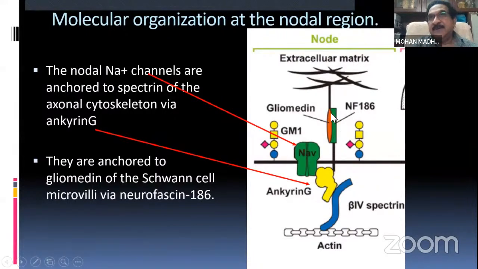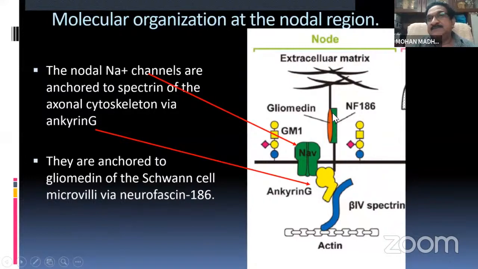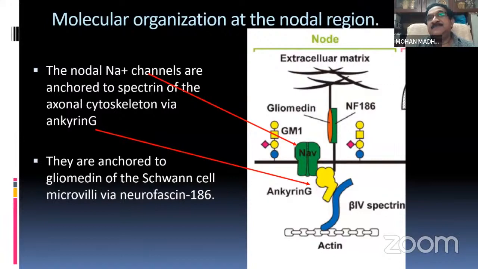These proteins are important because there are so many types of CIDP depending upon the protein against which the antibodies are active. The clinical picture will differ. That is the neurofascin 186, which connects the sodium channel to the gliomedin.